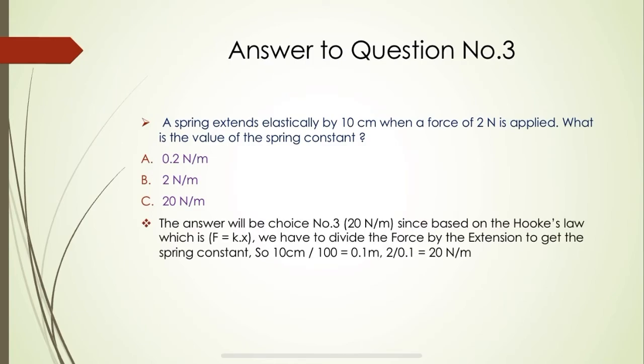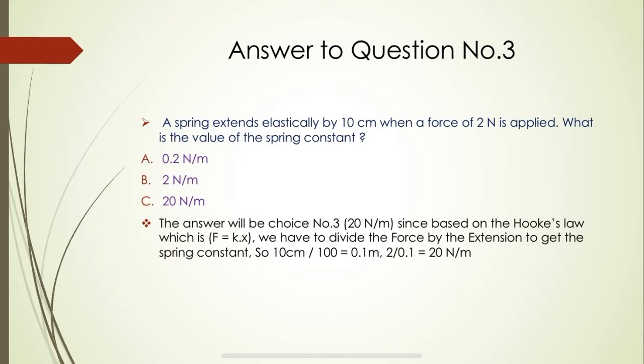Answer to question number 3, the last question. A spring extends elastically by 10 centimeters when a force of 2 Newton is being applied to it. What is the value of K, or in other words, spring constant? So the answer will be choice number 3, 20 Newton per meter. Since, based on Hooke's law, which is F equivalent to Kx, we have to divide the force by the extension to get the spring constant, as it is written in the formula. F over x equivalent to K, the spring constant.